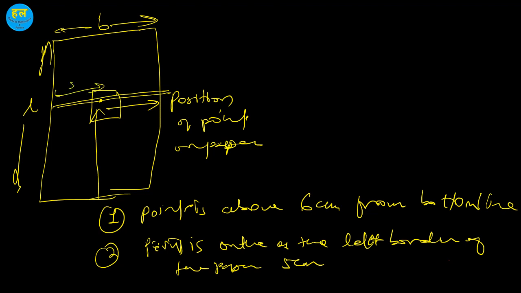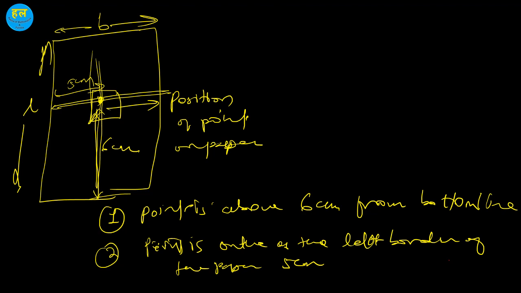So this is 5 centimeter and this is 6 centimeter. So we now know that this point is 5 centimeter from the left border of the paper. So this is the point. We can see there is only one place where this point is located, which satisfies both pieces of information, that is this point. It is 5 centimeter from the left border and 6 centimeter from the bottom border. So we can locate this point.